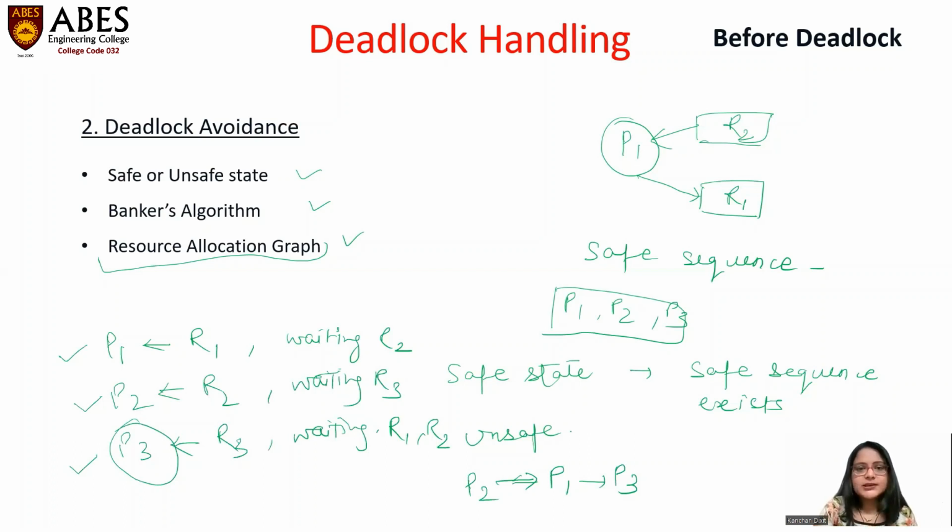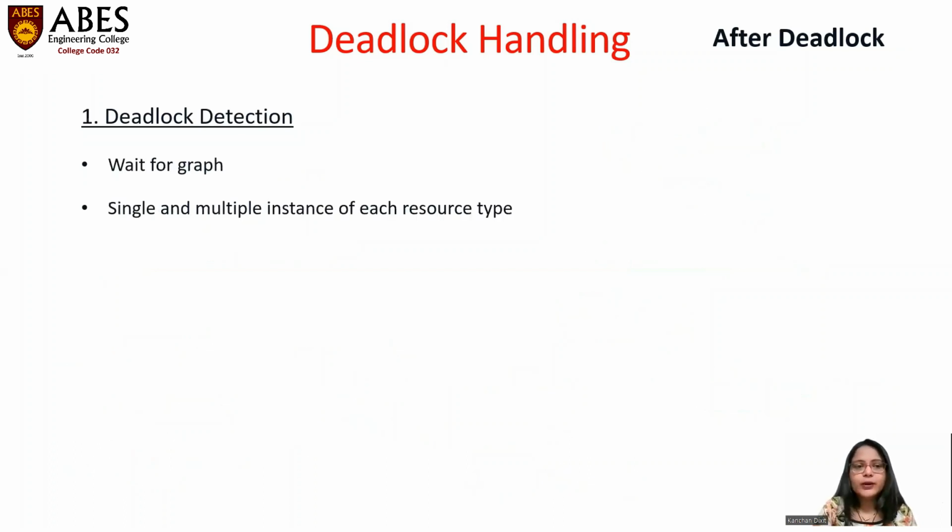Now, the next is after deadlock. We are having two methods, deadlock detection and recovery from deadlock. In deadlock detection, there is wait for graph and single and multiple instance of each resource type, right? So, deadlock detection occurs when we are not able to prevent and avoid the deadlock, right? So, we have to detect the deadlock.